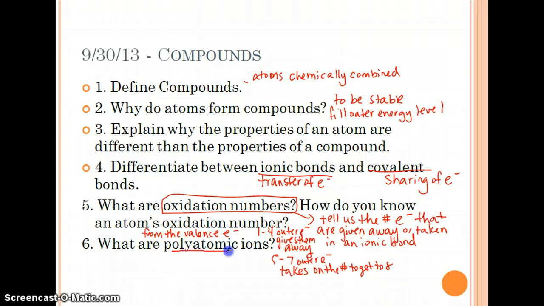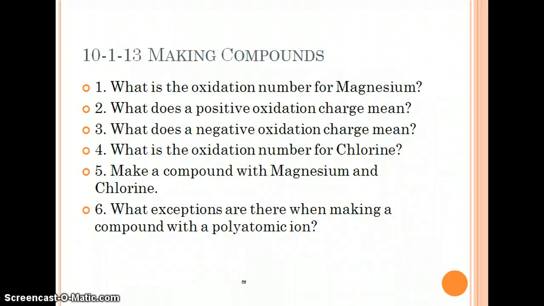And polyatomic ions, they are groups of atoms bonded covalently that pretend to be an atom and bond ionically as well. You have these on your periodic table, and if you don't have them on yet, make sure you have them before the test. All right, making compounds.